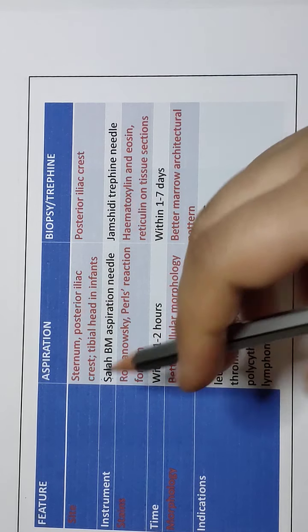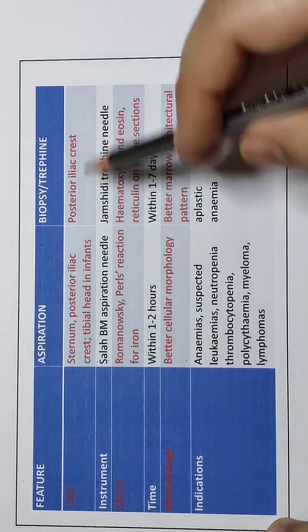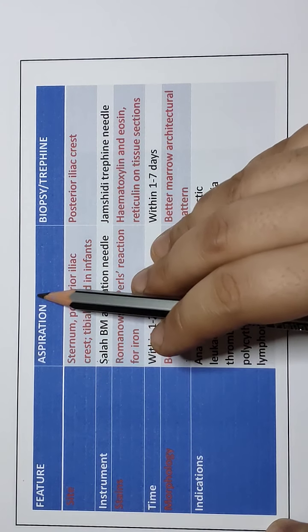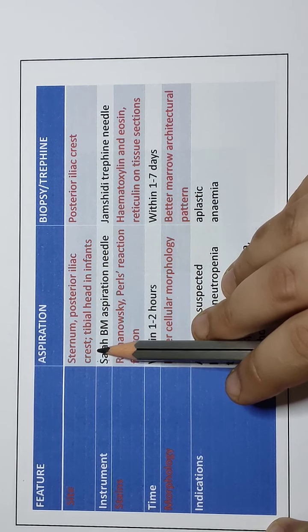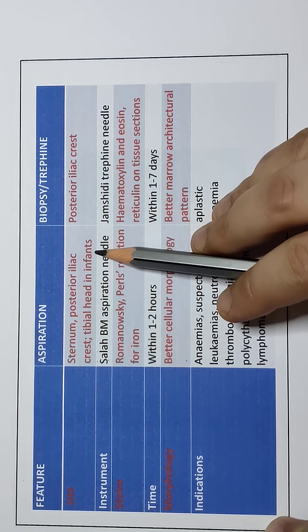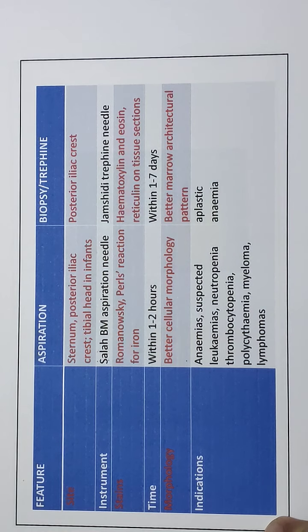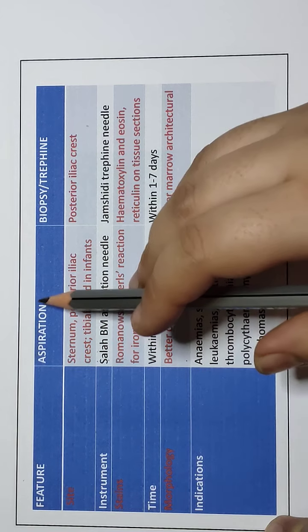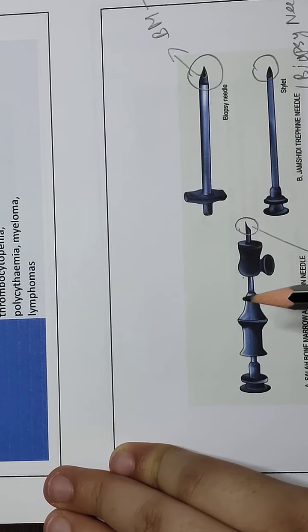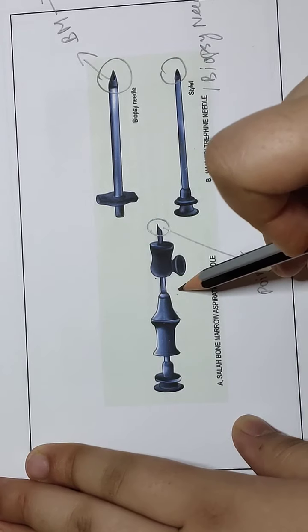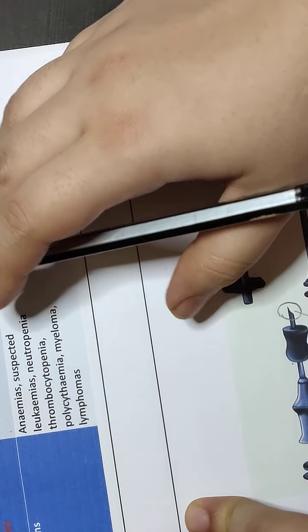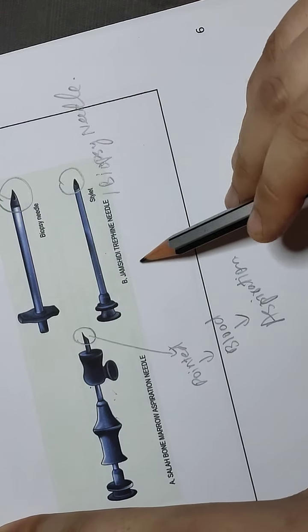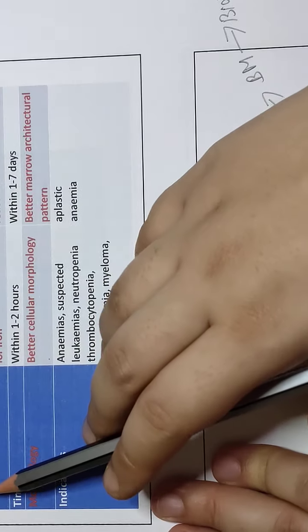Okay, now we need to know the differentiation between aspiration and biopsy. See, I have marked whatever is very important in red. So the site for aspiration is the sternum, posterior iliac crest, and the tibial head in infants. Only in infants we use the head of the tibia. In biopsy it is the posterior iliac crest. Now instruments. The instrument for aspiration, this needle is known as the Salah's bone aspiration needle. But in biopsy that needle is known as Jamshidi. Okay. Now stains. What are the stains?